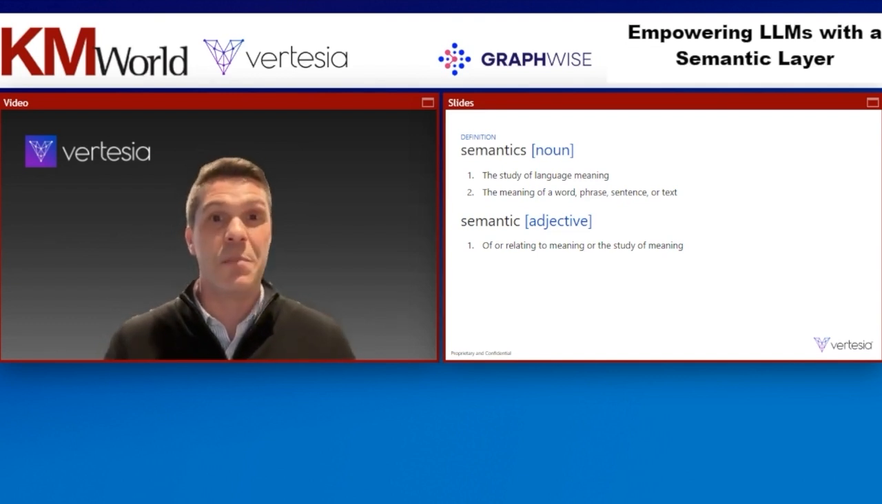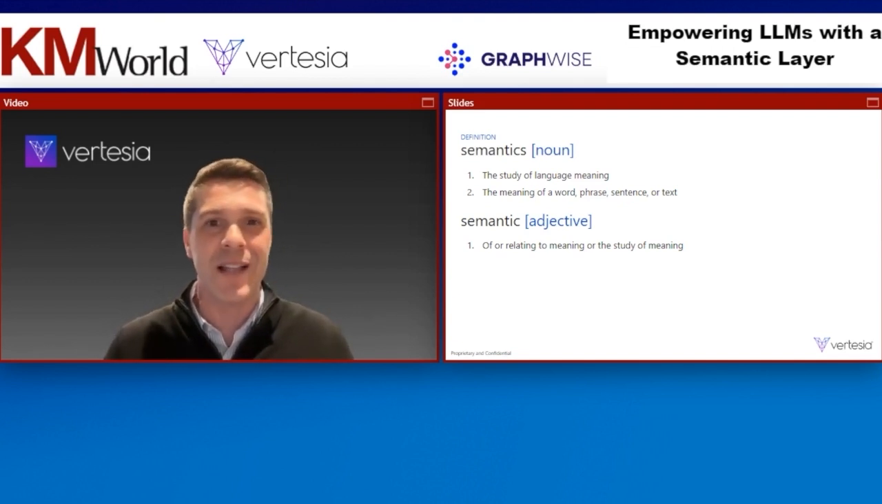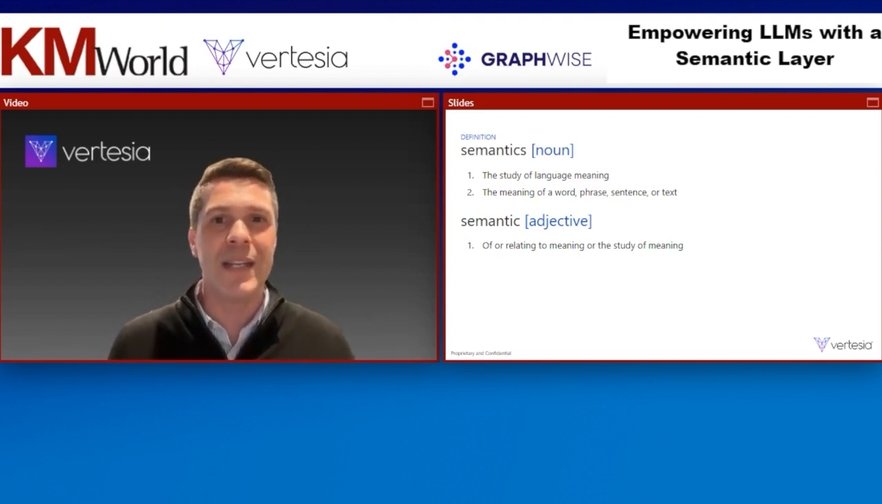So let's start with the meaning of semantics. Semantics is the study of language, the meaning of language. In other words, the meaning of a word, a phrase, a sentence, or some text. When we're saying semantic or semantic layer, we're really talking about the meaning or the study of meaning.